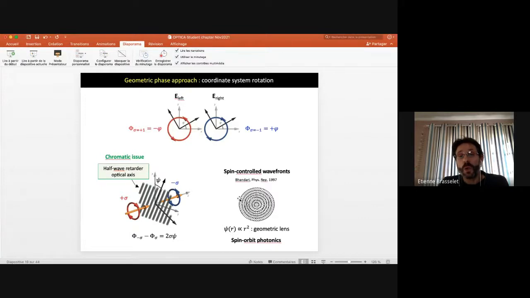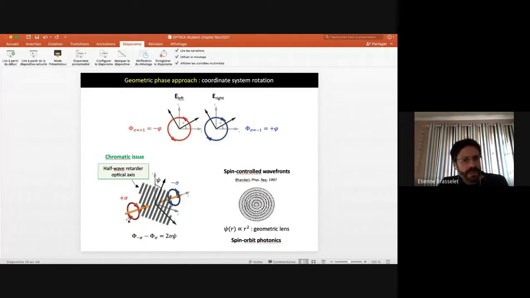In that case, you can encode a wavefront which depends on the spin. And that's the particularity of this interaction, the spin-orbit interaction, because with the polarization state, so the spin degrees of freedom, you can control the spatial dependence of the phase, which is the orbital component of the light field. And here is the emergence of spin-orbit photonics, which was introduced quite a while ago in optics by Bandari, almost 25 years from today.